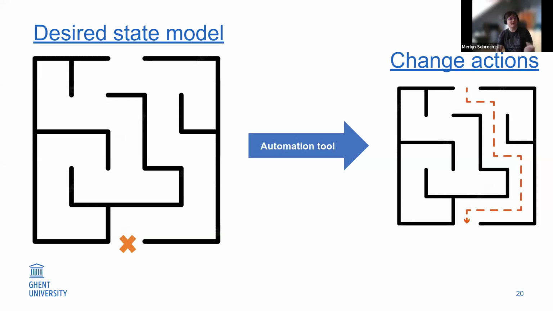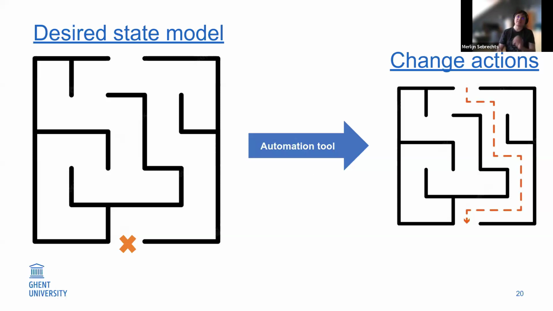What version of Java do you need? Which services need to be started? Which software needs to be installed? It's basically like, if you have a maze, you just say, this is where I want to get to. And then the automation tool looks at the current state of the system and then creates a bunch of actions in order to get to that desired end state.